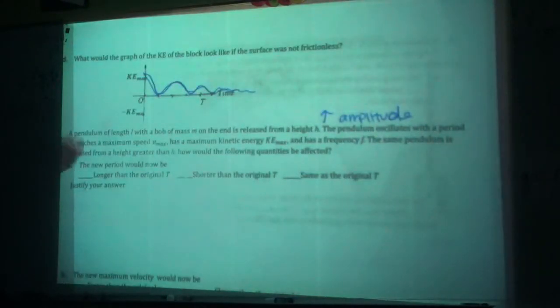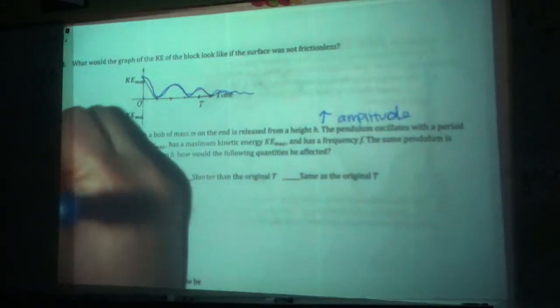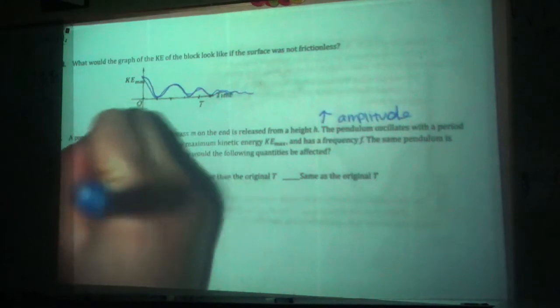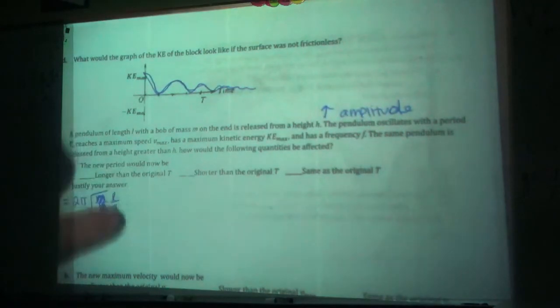And we want to know what's going to happen to your period. Well, period is 2 pi square root of m over k, not m over k. Ooh, we're talking about a pendulum, L over g. We haven't changed the length of the pendulum. As long as we're staying in the same spot, we haven't changed the acceleration due to gravity, so this is going to be the same.